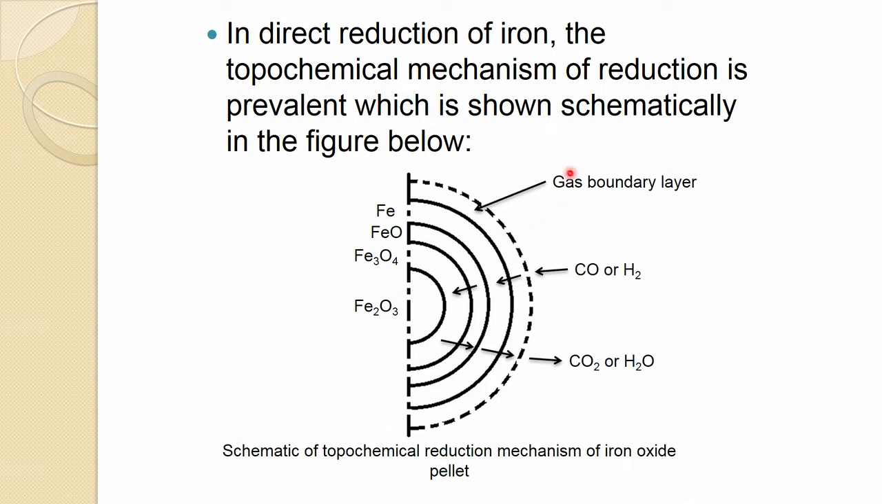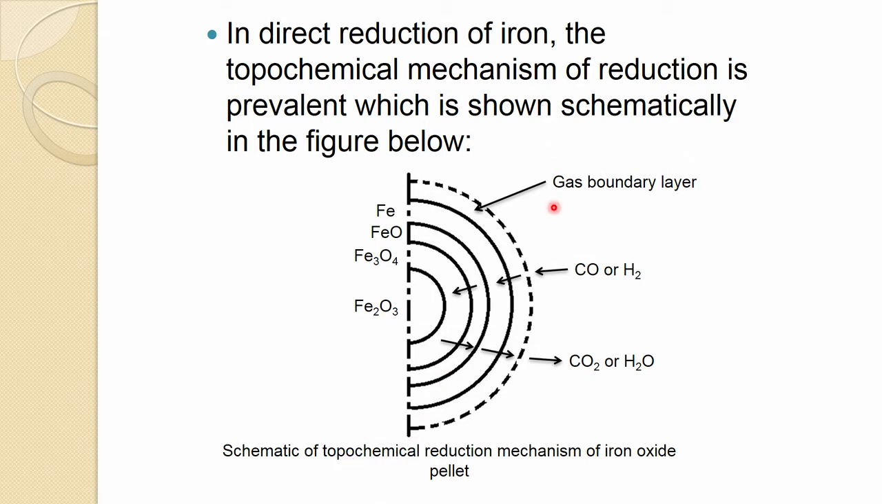So, this sort of reaction where there is diffusion and then chemical reaction at the interface, so diffusion of the reactant gas, diffusion out of the product gases, interface reaction, formation of these boundary layers. So, this sort of reaction which occurs is known as topochemical reduction mechanism. It is not just associated with iron oxide, even with other sort of reactions which are similar to that, it can be associated.